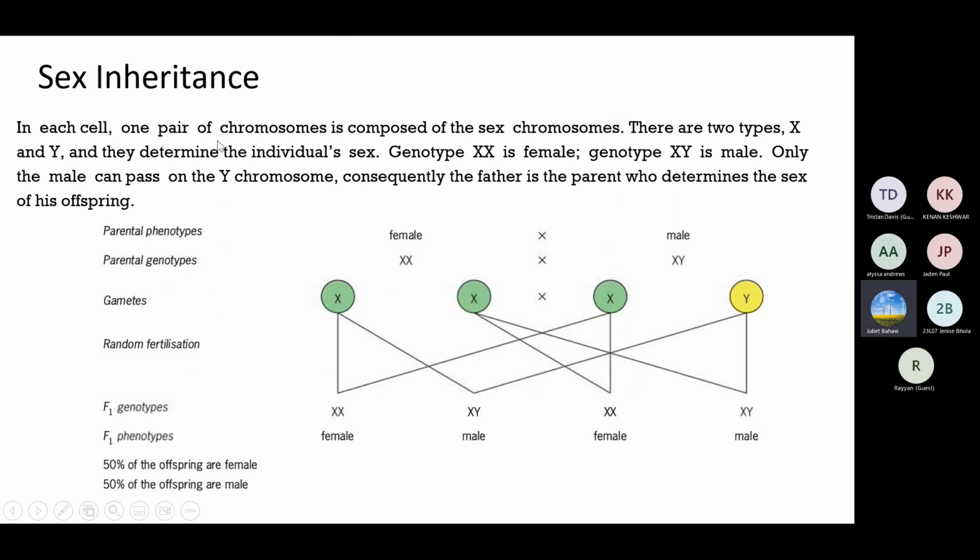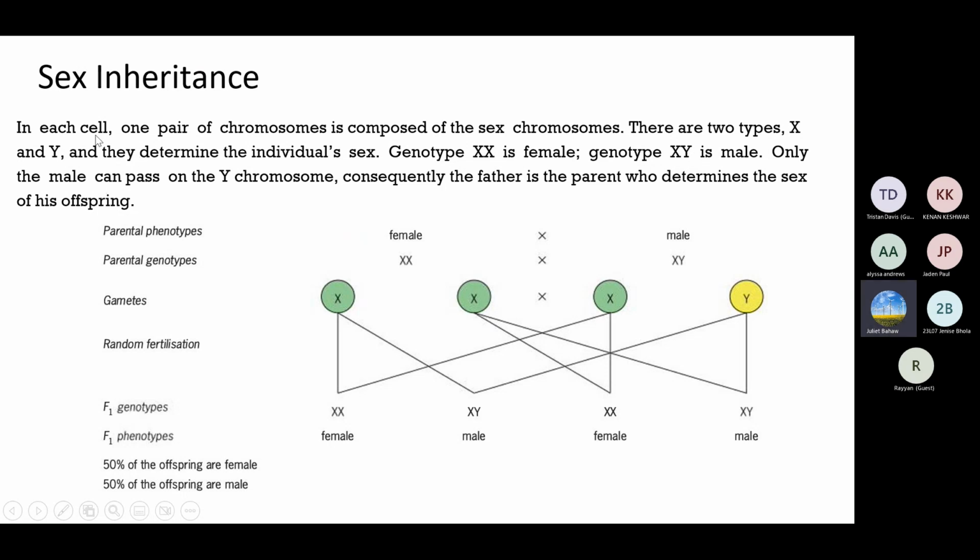Let's look at sex inheritance. Sex inheritance is to determine the biological sex of a baby, whether it be male or female. So this working will be standard. This is a one working if ever you have a question with this. So in each cell, one pair of chromosomes is composed of sex chromosomes. You could either have 2 X or an X and a Y. So for females, it's represented as XX. You always use this symbol for female. The genotype for male is always represented as XY.